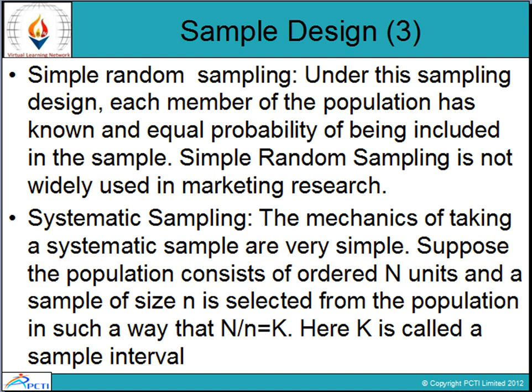When we discuss simple random sampling, यहाँ पर in this very method and in this very sampling design, each member of the population has a known and equal probability of being included in the sample, and it is nowadays not widely used in marketing research. जहाँ पे हर यूनिट का एक इक्वल और नोन चांस होता है सैंपल में इंक्लूड होने का, that is known as the simple random sampling. Then comes systematic sampling.